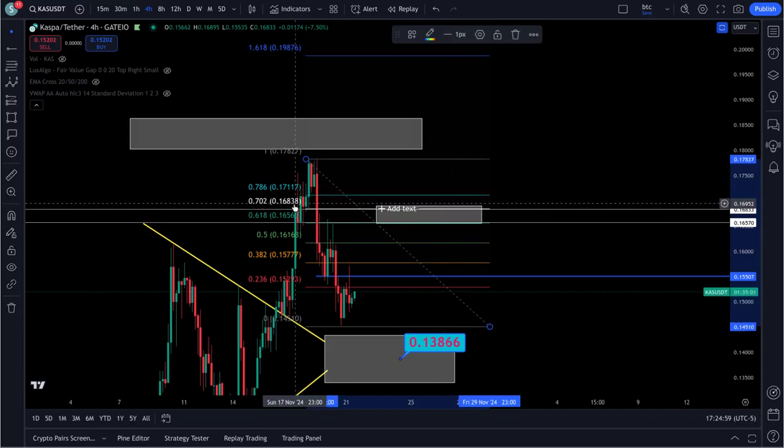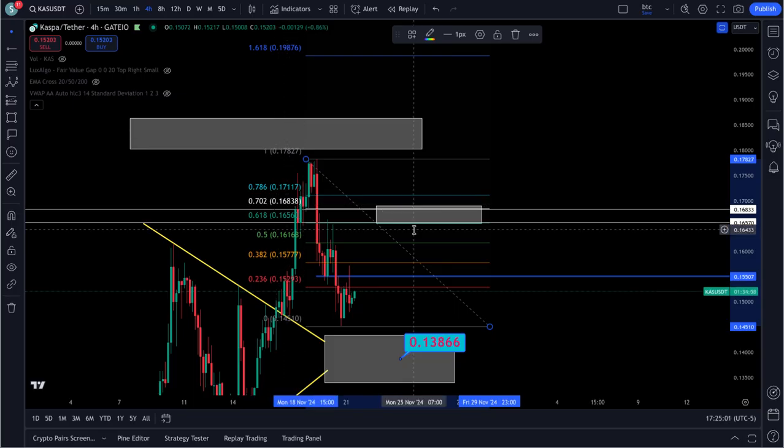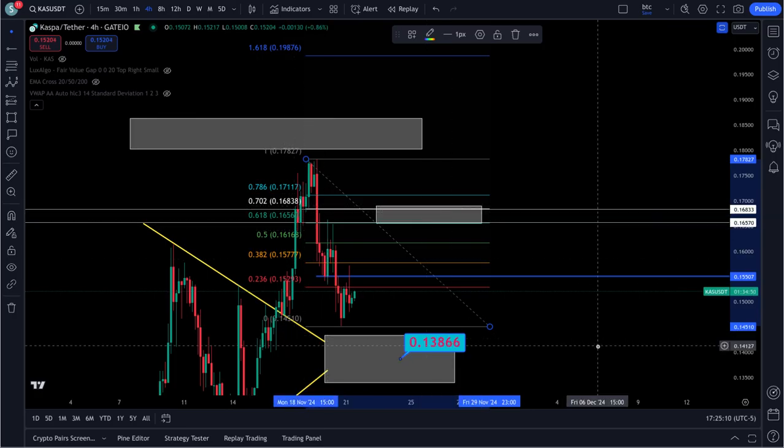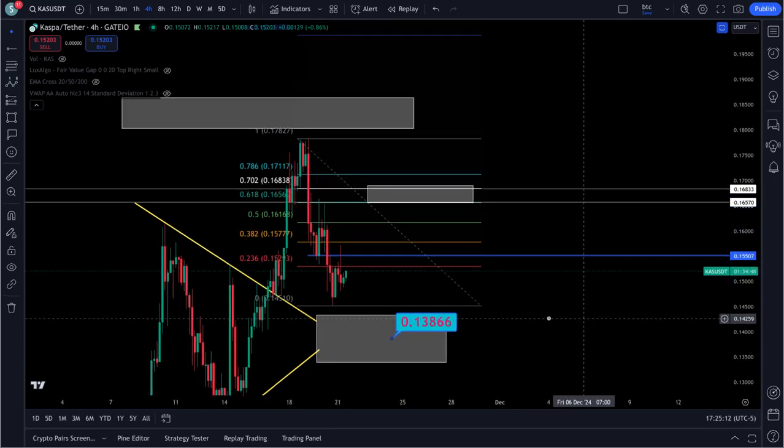A break of 17 cents would break that 702, and would mean we're going higher. If it runs up here, a rejection at 16.5 or 16.8 means it's pulling down deeper for a C leg. All right, so I'll be keeping an eye on this stuff.